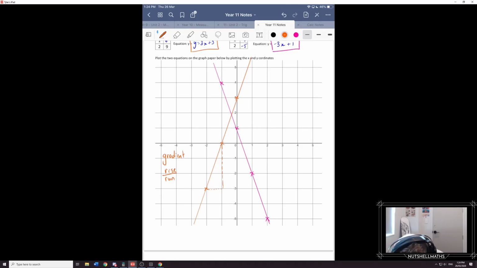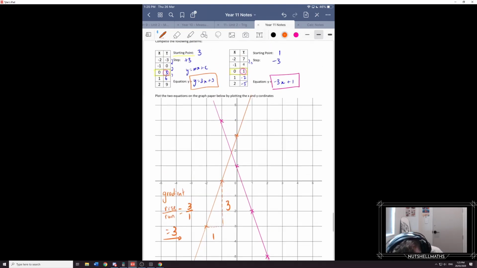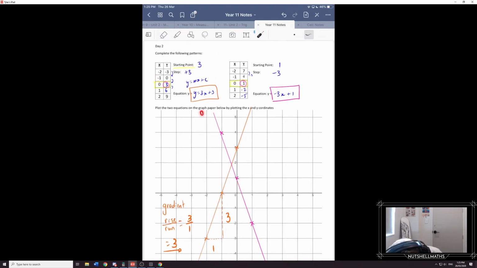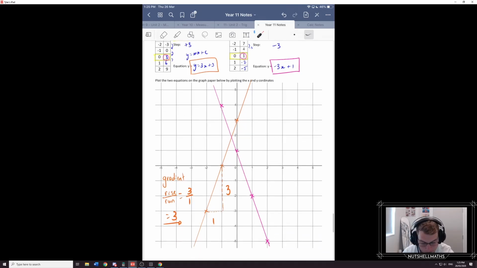I see the confusion. So this run is 1. It goes across 1. It goes up 3. So our rise over run equals 3 over 1, which in this case is 3. And if we go back up here and have a look, you can see that my gradient is 3. Yes, Extreme, you're perfectly right. Angle increases with the slope and vice versa, for sure. Let's have a quick look at this other one now.